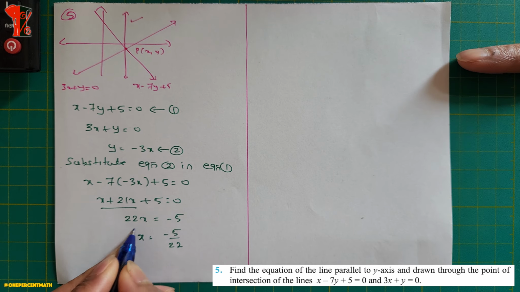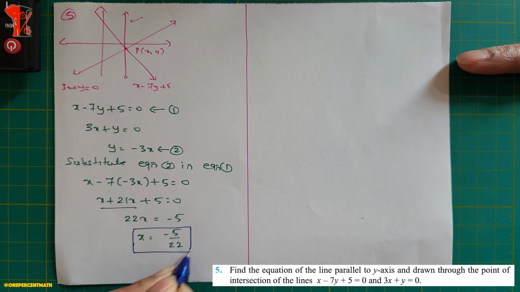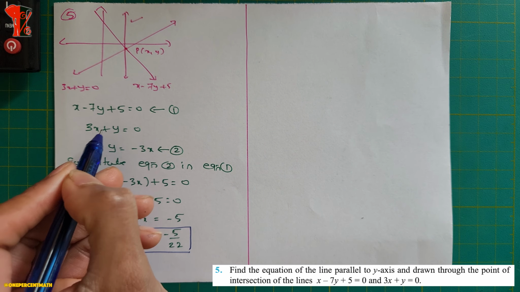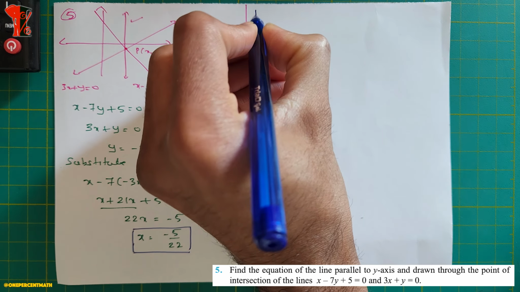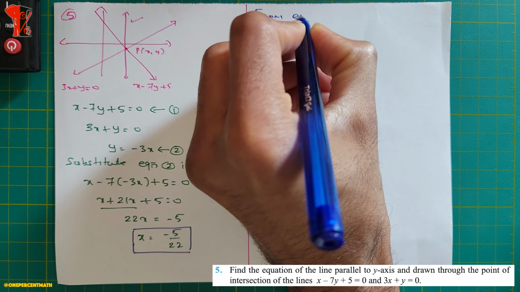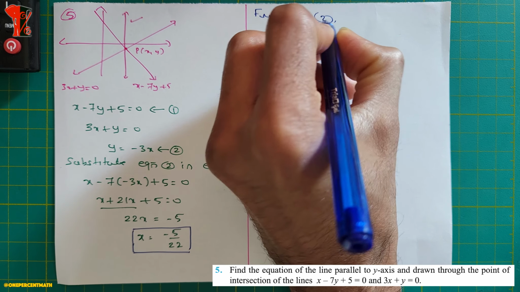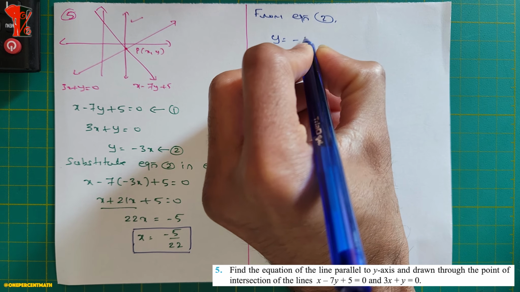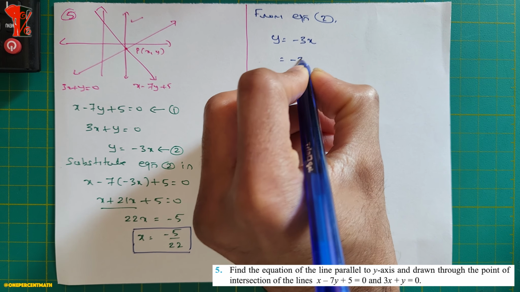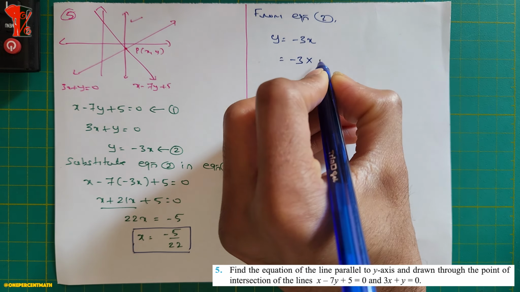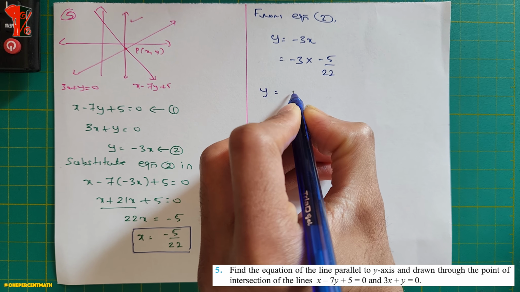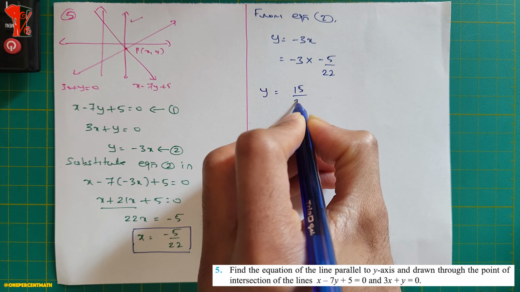So x coordinate is over. So now let us find the y coordinate. For this, let us use equation 2. So now we are going to take the help of equation 2. In equation 2, substitute the x value. What is that actually? y is equal to minus 3x. So minus 3 into x, which is minus 5 by 22, you'll be getting y is equal to 15 by 22.